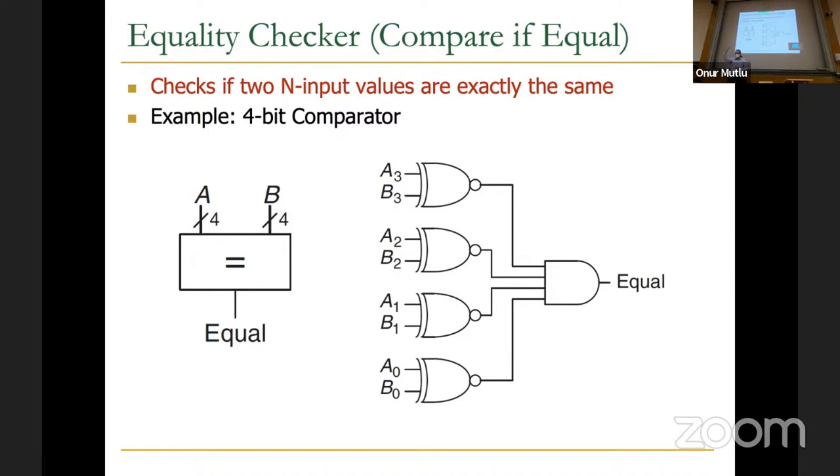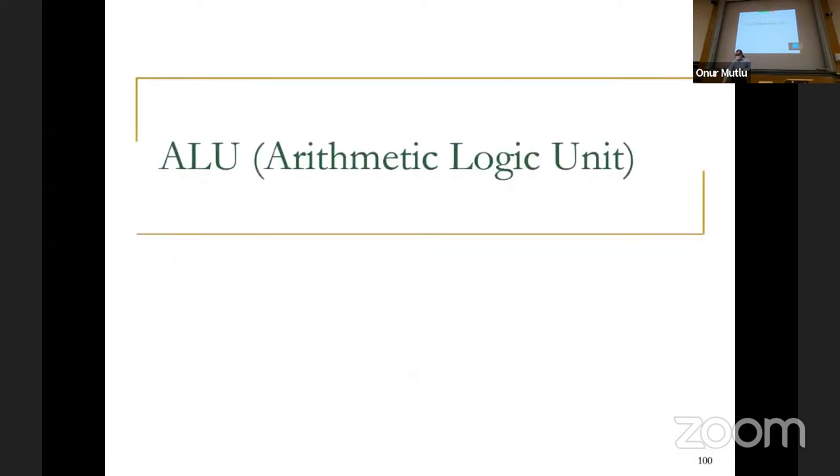In parallel, you compare all bits. And if all bits are equal in the end, all of the XNOR gates will evaluate to one, and the equal output will be one. You can convince yourself. This is one way of building it. There are again other ways. Remember, this may not be the optimal way. Think about it. Okay, arithmetic logic unit.